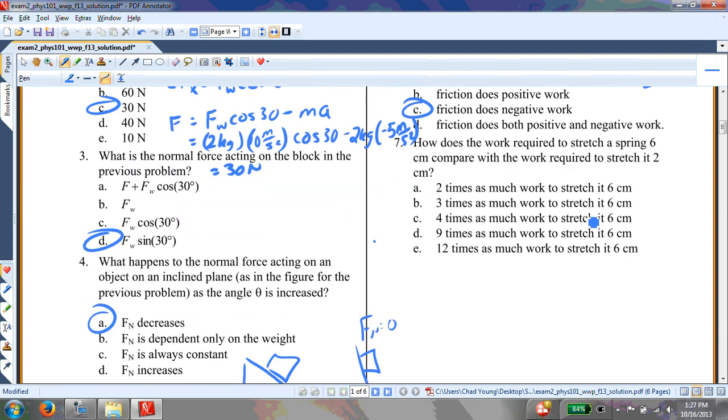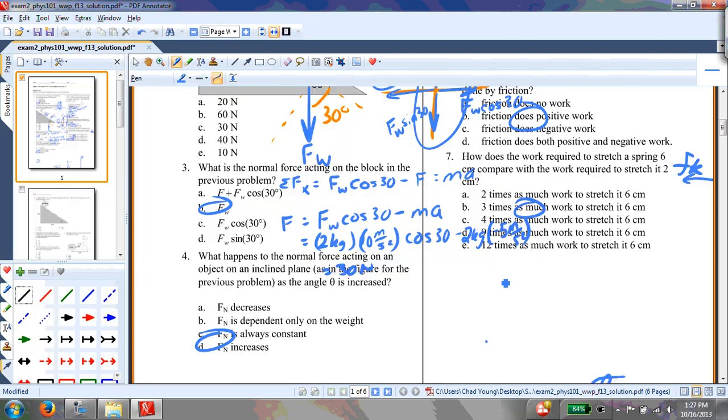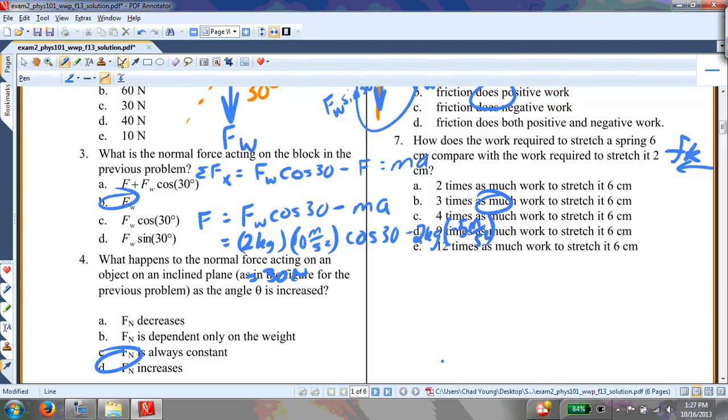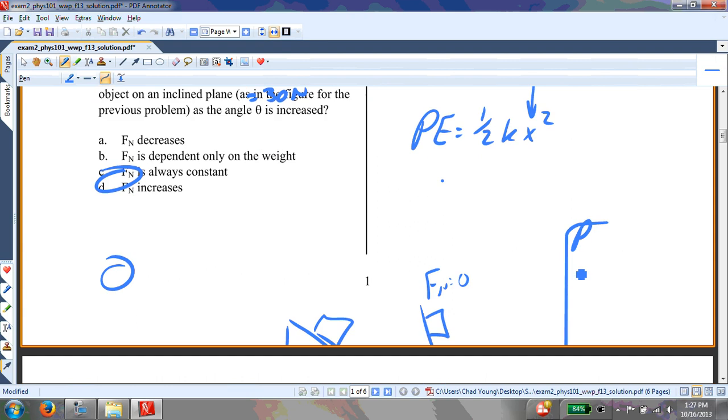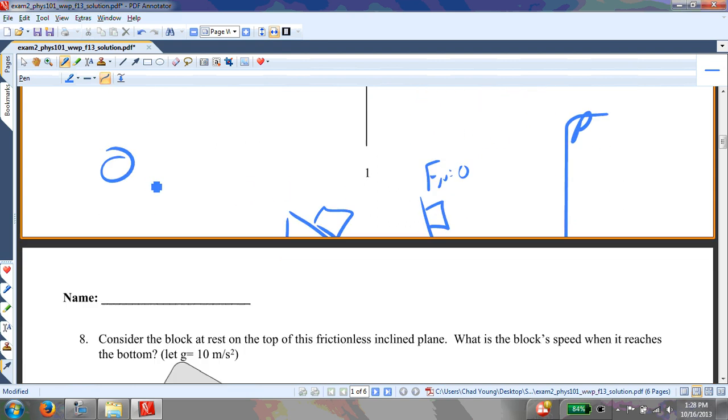How does the work required to stretch a spring 6 centimeters compare with the work to stretch it 2 centimeters? Well, the potential energy of a spring is 1/2 kx squared. I'm increasing this by a factor of 3, so that means it's going to be 9 times. It's 9 times as much work to stretch it 6 centimeters. To stretch it 3 times as far requires 9 times as much work.